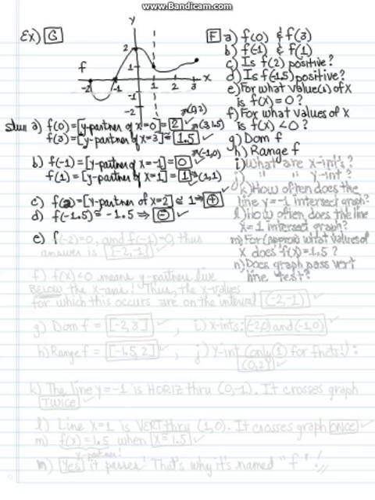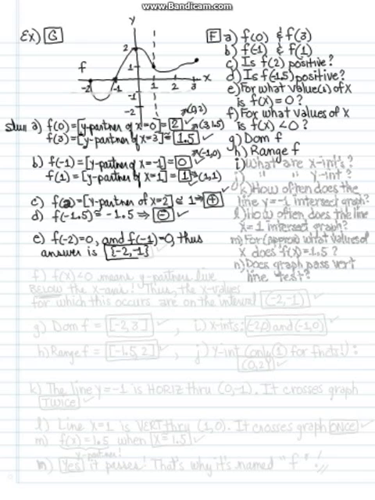Part E, for what values of x is f of x equal to 0? Well, let's see. They're asking me for what values of x is the y partner 0. You know what? When the y partner is 0, those are x-intercepts. I can just read those right off the graph. So we're going to have it when x is equal to -2, when x is equal to -1. So the answer is the set of x values for which the y partner is 0: -2 and -1.